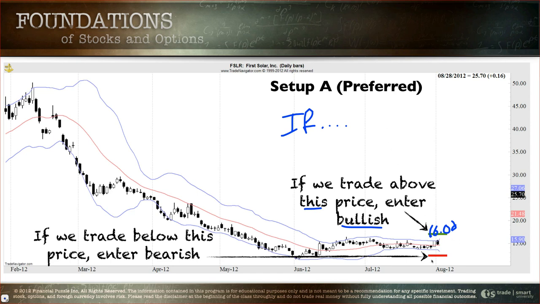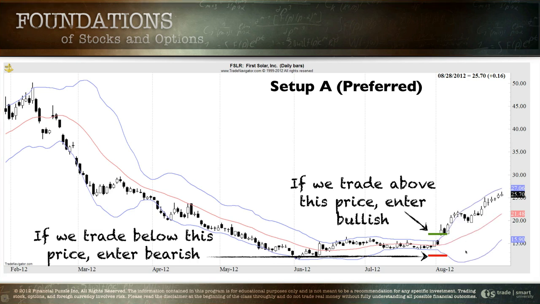Okay, then the other one would be the bearish trade. You would do this one at the same time. If we trade below this price, enter bearish. So it's truly a bracket trade like I've taught you already, but we're going to set it on the outside of the bands. And then what happens is if and when the trade comes rolling out of here, boom, you get triggered in at $16. You've already bought your stock and you're ready to roll.